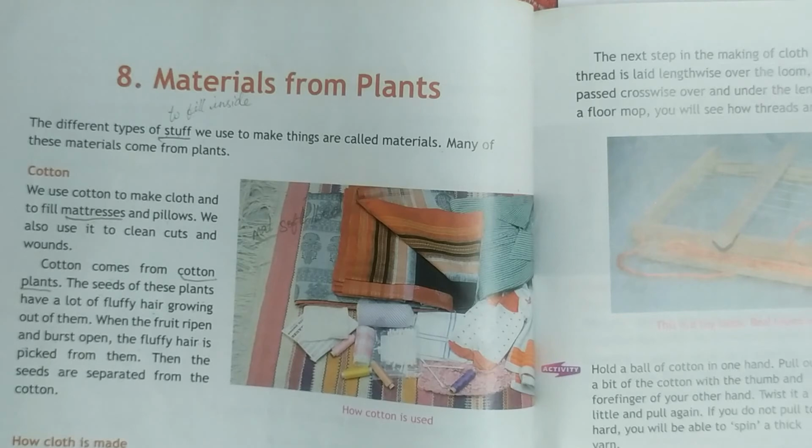Then the thread is dipped into colored liquid. Whatever color we need, we can dip it into that color, and that process is called dyeing. The next step, when the thread is made, is making the cloth. Making of cloth is called weaving. This is the process of making cloth we have learnt.